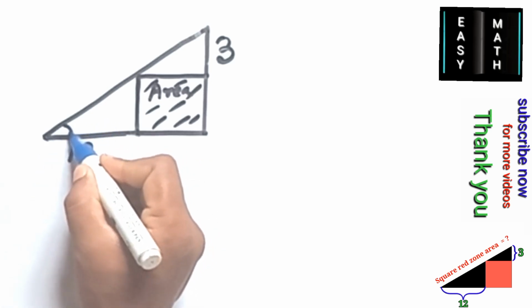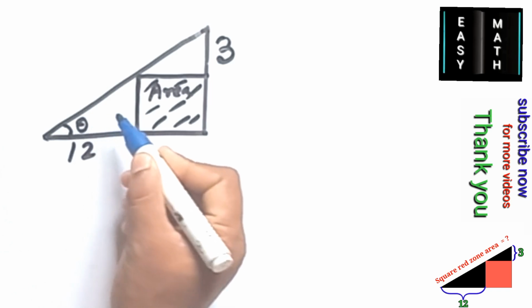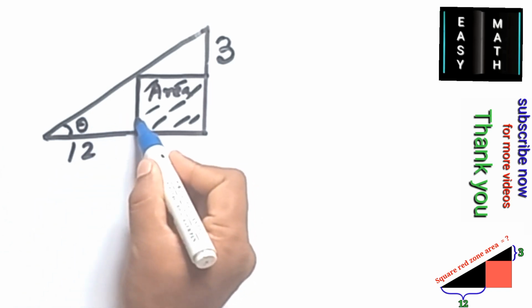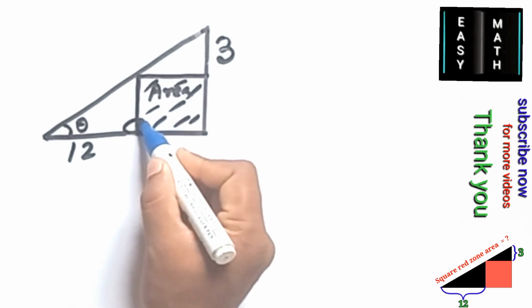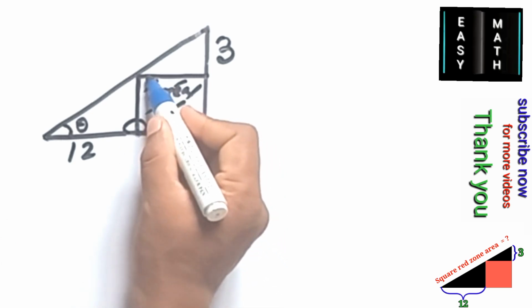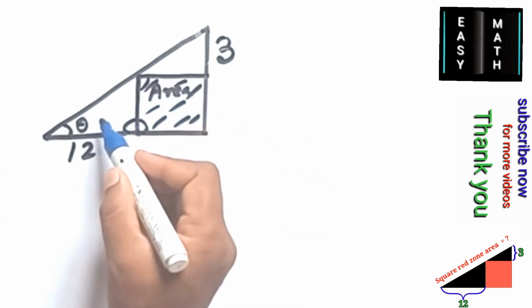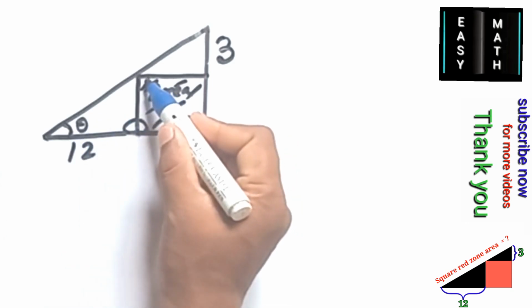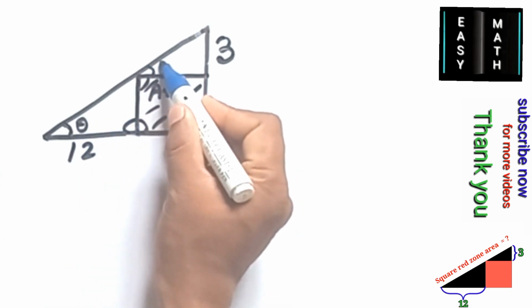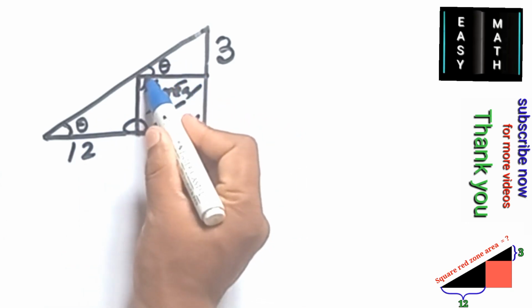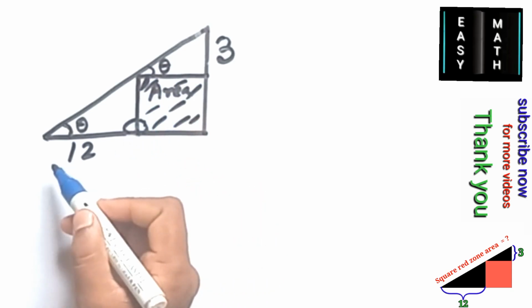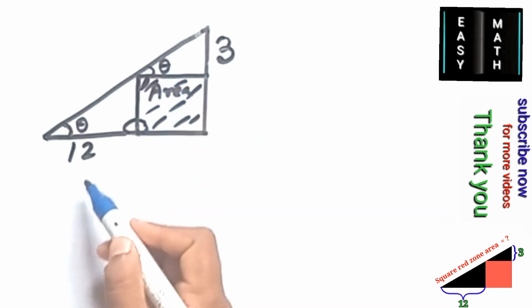We take this as theta, this as theta, and this is 90 degrees, and this is obviously 90 degrees, and this is theta. So this angle is always theta. If this is 90 degrees, this is 90 degrees, this is 90 degrees, so this angle is theta.